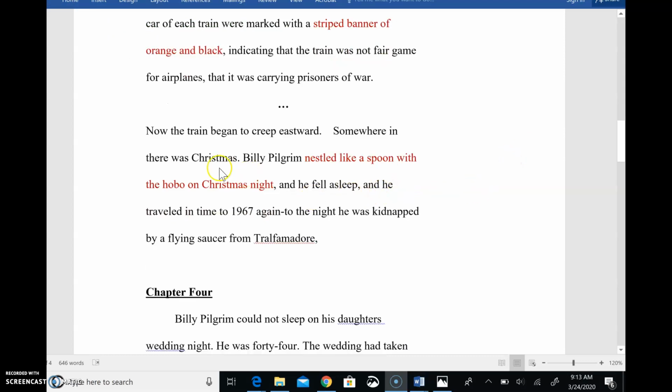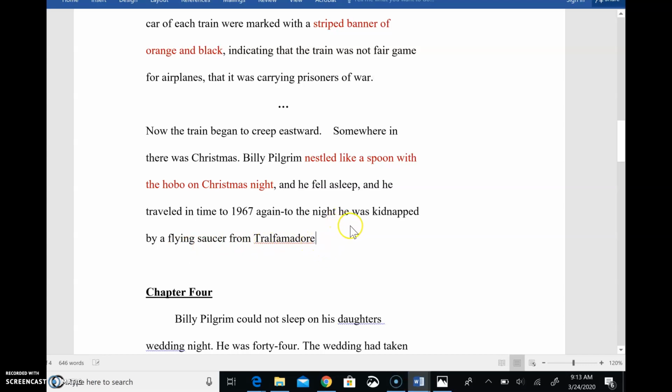Now the train began to creep eastward. Somewhere in there was Christmas. Billy Pilgrim nestled like a spoon with the hobo on Christmas night, and he fell asleep. And he traveled in time to 1967 again, to the night he was kidnapped by a flying saucer from Tralfamadore.